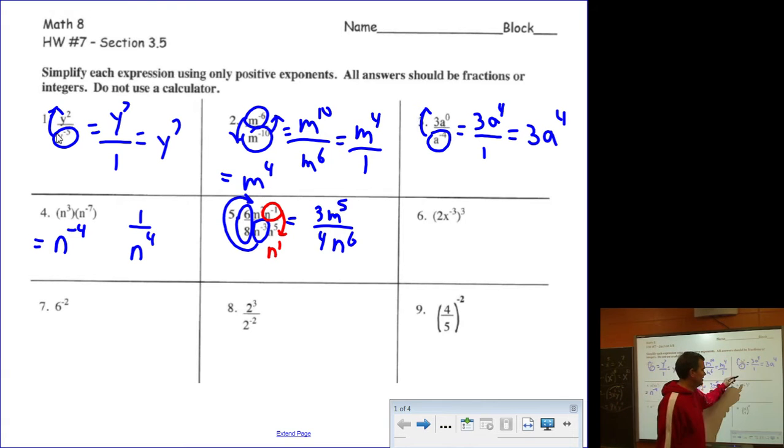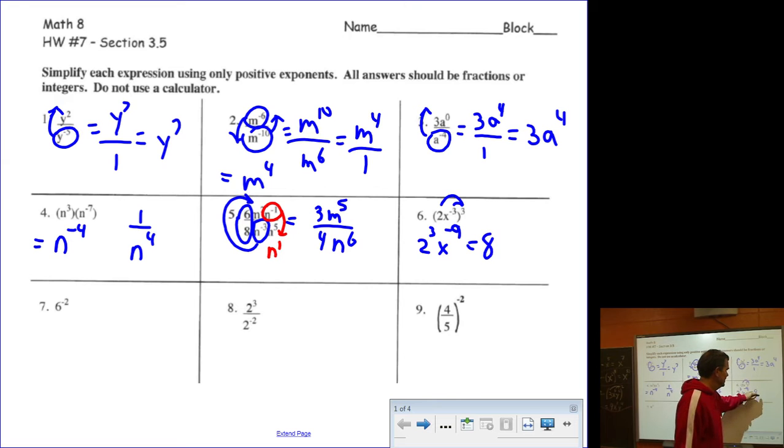In number 6, I need to apply this exponent to each thing in parentheses. That would give me 2 to the 3rd, x to the, and of course I have a power to a power, so I need to multiply them and get negative 9. 2 to the 3rd is, of course, 8. x to the negative 9th.